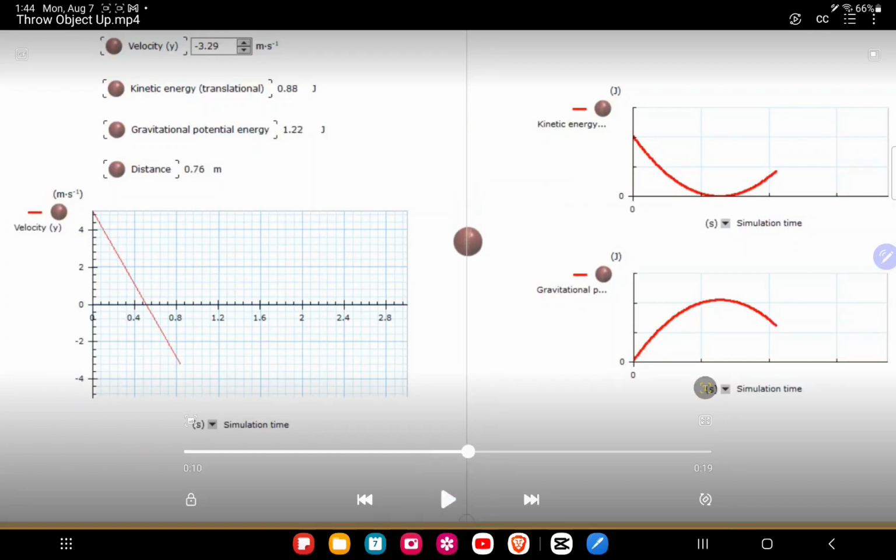Look at the curve here. The obtained curve for the kinetic energy here is the opposite in direction to the obtained potential energy curve. If we look at this graph here, the velocity of the object starts decreasing until it reaches this point here, and then it starts increasing in the negative direction.